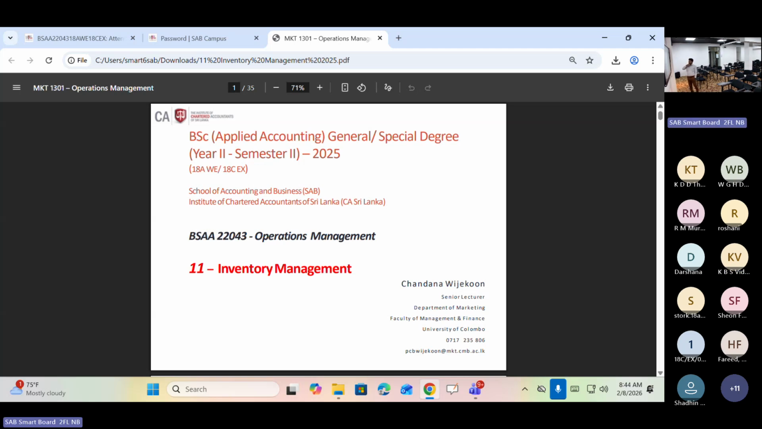Yes, sir. Right, great. So this could be the last topic we are going to discuss on operations management. The handout is uploaded to the LMS. You can find it, and that is inventory management.